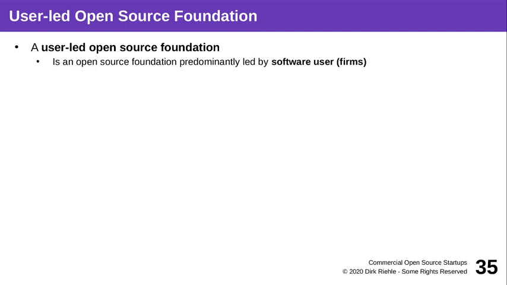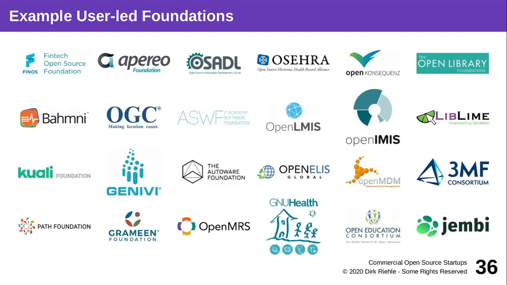And if you think that's not so common, think again. This is really up and coming, and that's why it's also an important research topic for us in this year 2020 still. Here are a couple of examples. For example, Apereo Foundation, that's educational software for universities. Open Library, that's for libraries.